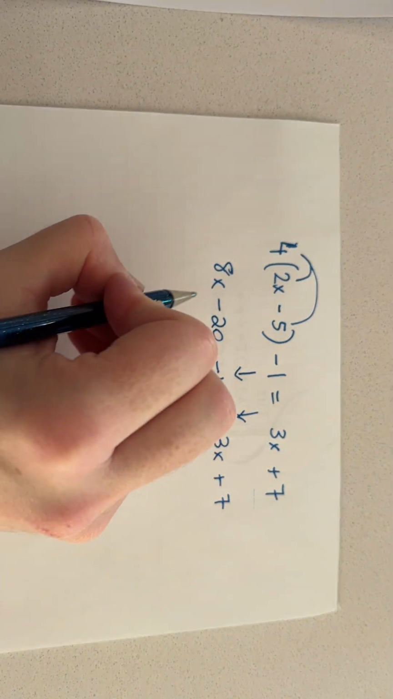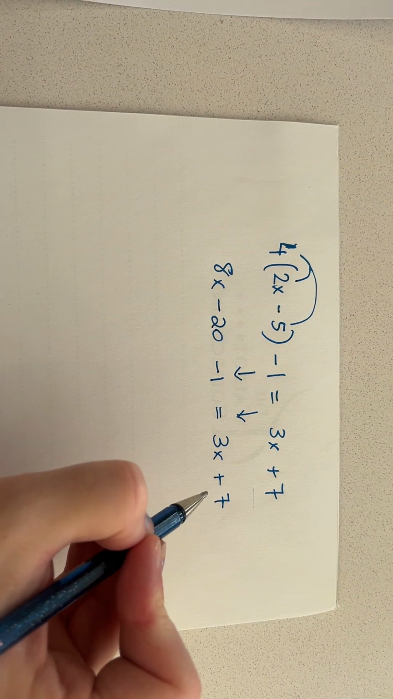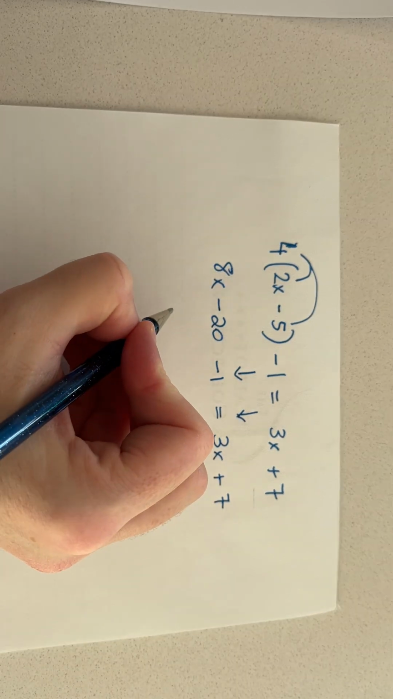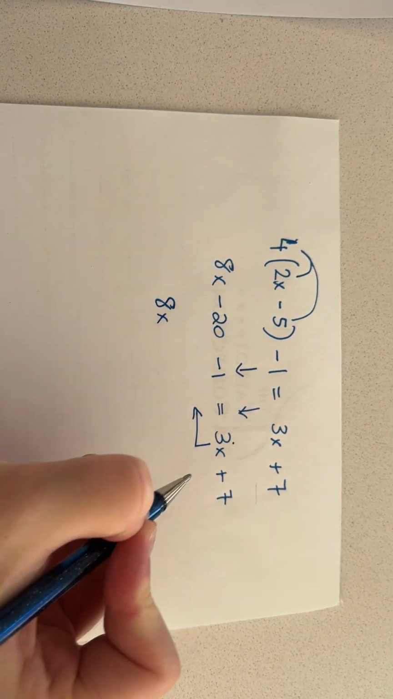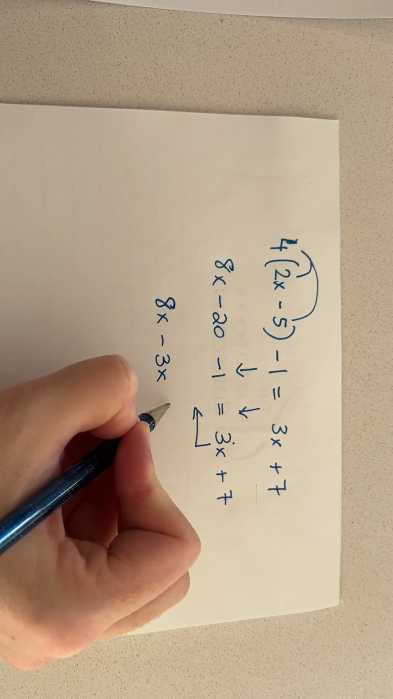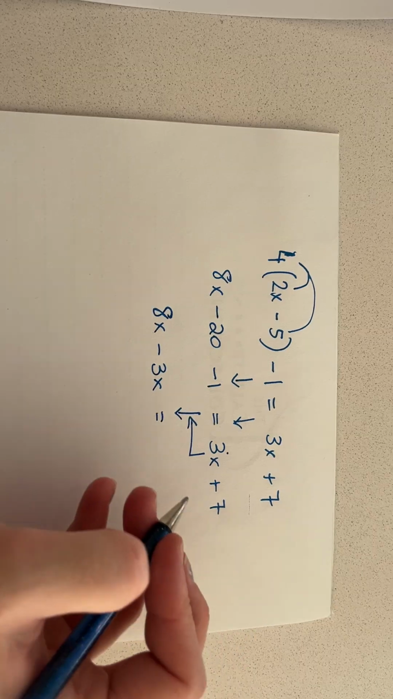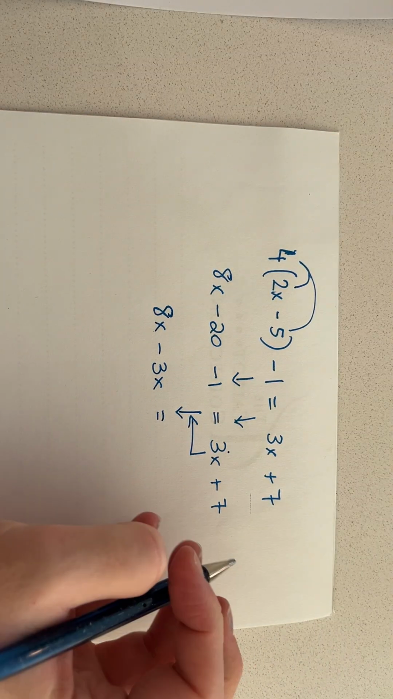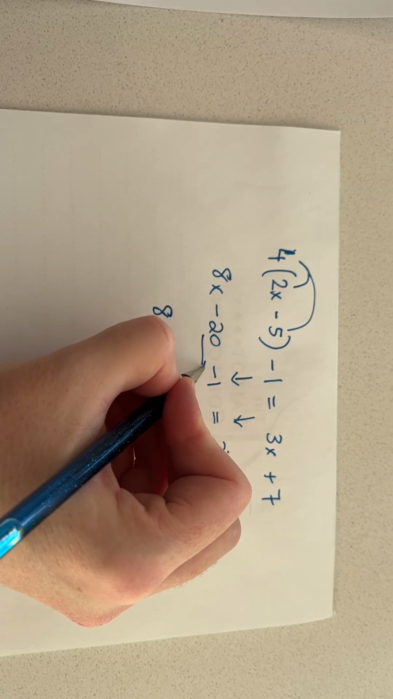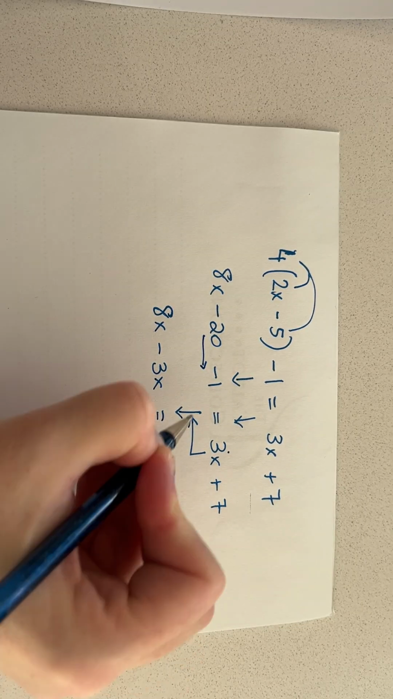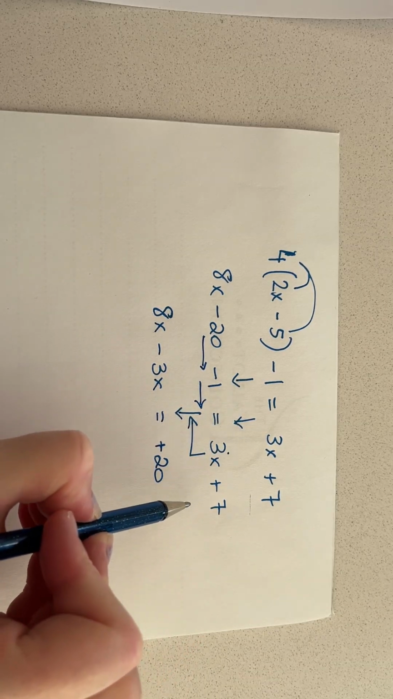Now, you can clean things up further if you'd like, or start already moving letters to one side, numbers to the other. So that's what I'm going to do. I have 8x. I'm going to move this 3x over. It becomes a minus 3x. Again, keep your equals in the same position usually the whole way down the page, makes it easier. I have a minus 20 going over that direction, becomes a plus 20, a minus 1 going over that direction. In other words, it's going over the equal sign.